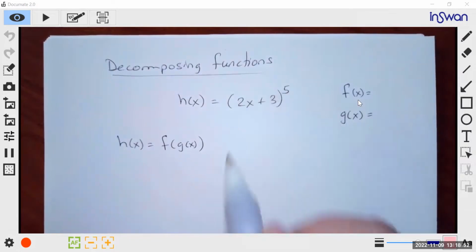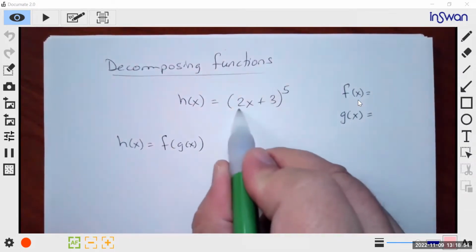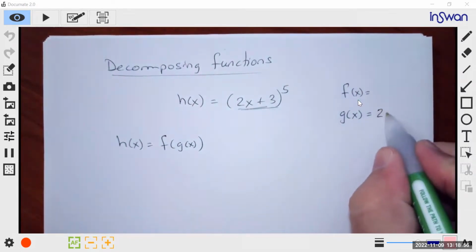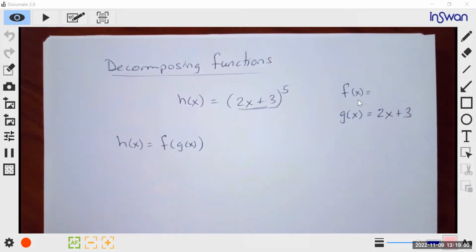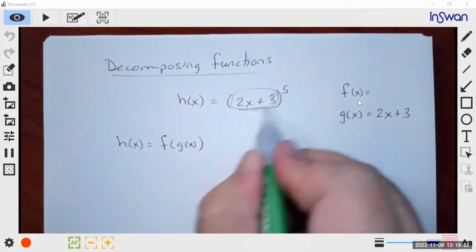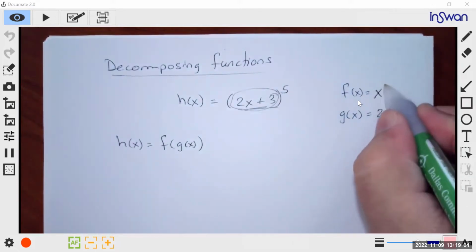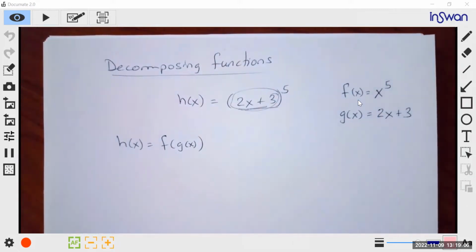So what do we see on the inside? The inside is 2x plus 3. And it's encapsulated by this one, which is x to the 5th. There's your decomposing of the two functions.